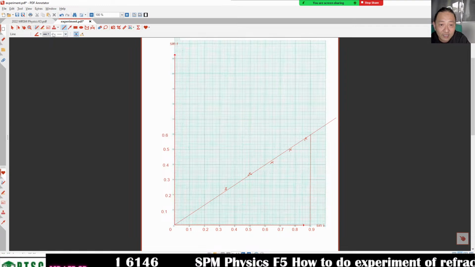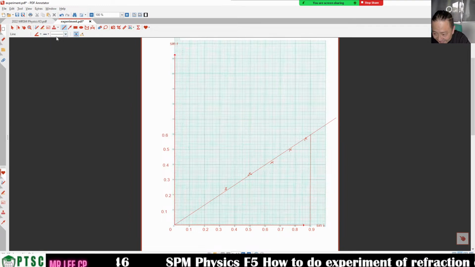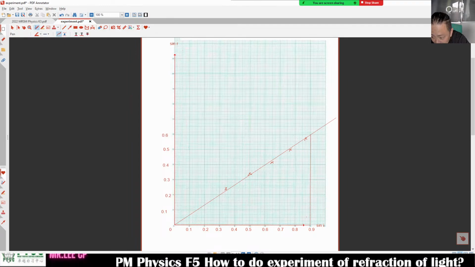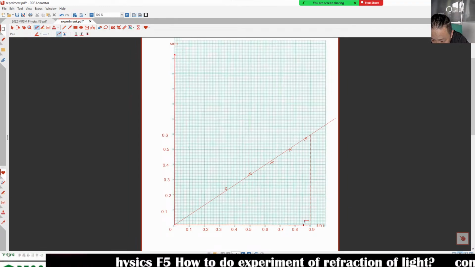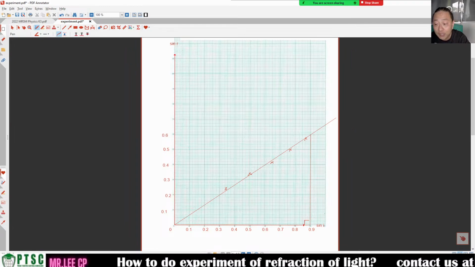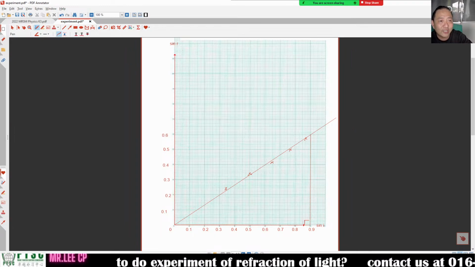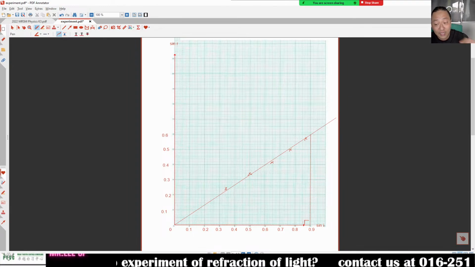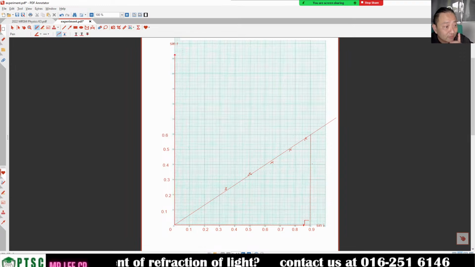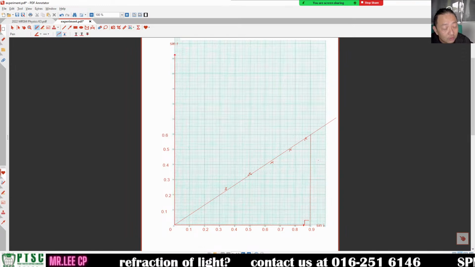Alright, after that, I want you to draw a 90 degree at here. Make sure the examiner knows you are drawing 90 degree. Make sure you do it. Your small test, your school test, I never ask you to do, but in SPM, I want you to do. Can you calculate the gradient here or not? Can. They don't ask me, can.